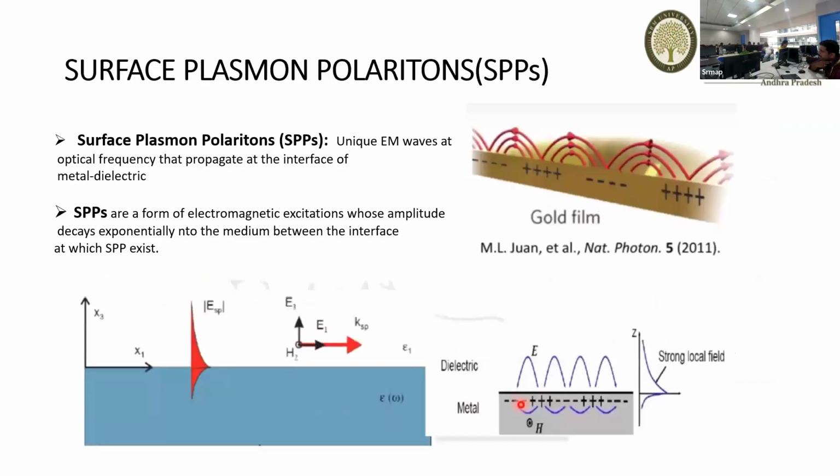And surface plasmon polaritons, in short, are charge oscillations on the interface between metal and dielectric. If you look at the diagram, a gold film is there. That is one medium, and the top surface is filled with air. So there it forms the interface. Along the interface, the charge oscillations occur. That is nothing but surface plasmon polaritons.